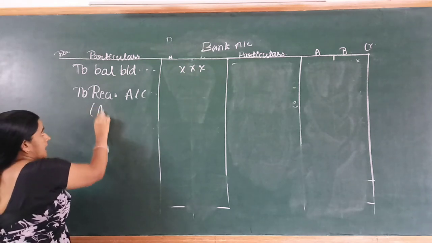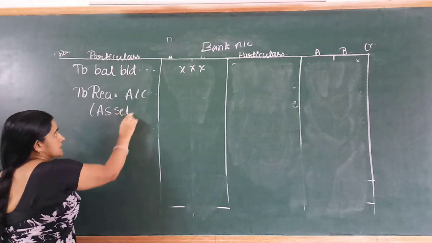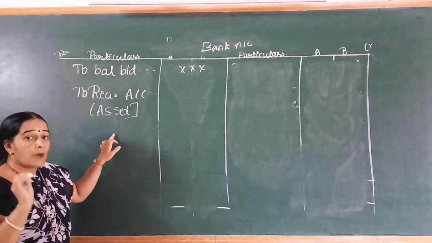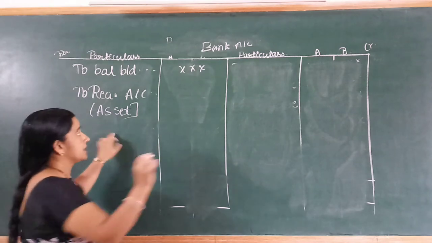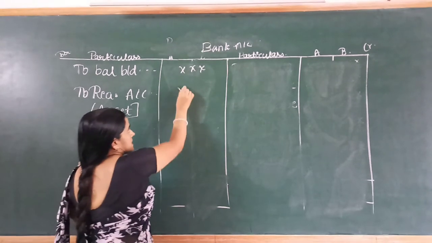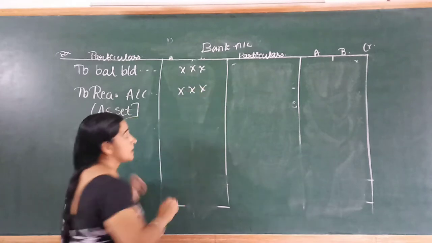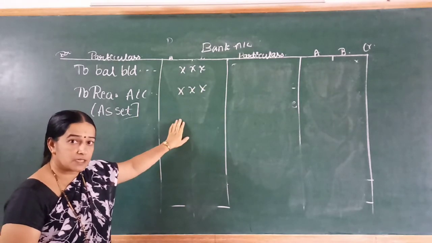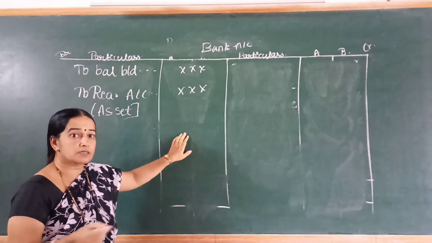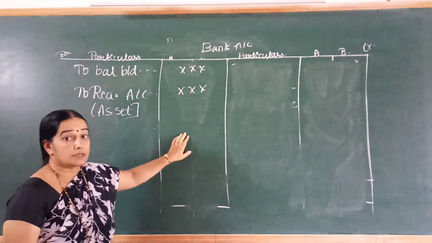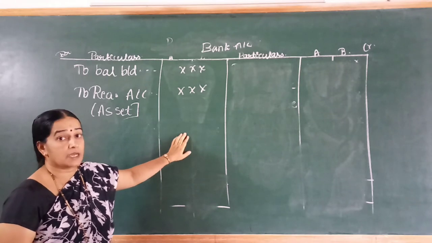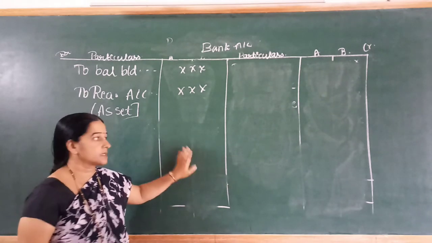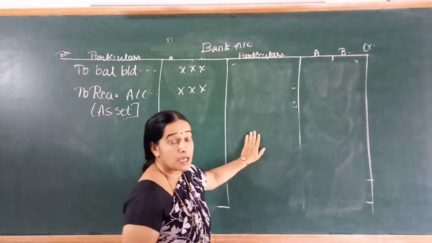So what is the realized value of the asset? It means whatever amount the firm received by the sale of the asset will be transferred to the debit side of the bank account. Why will it be written on the debit side? By the sale of the asset, whatever amount is deposited in the bank, the bank balance will be increased. So what is the rule? Debit increases the asset and credit decreases the asset.